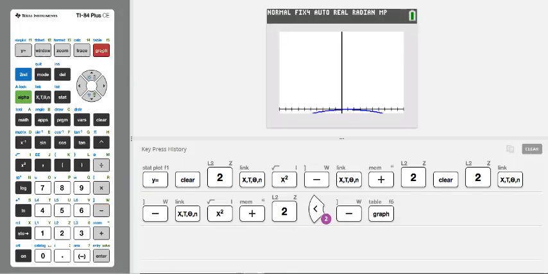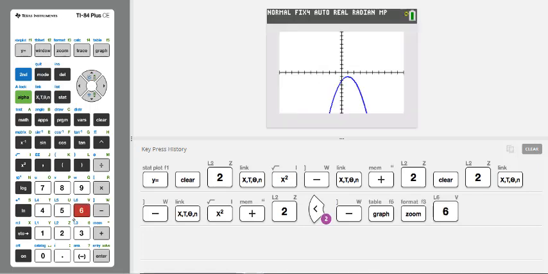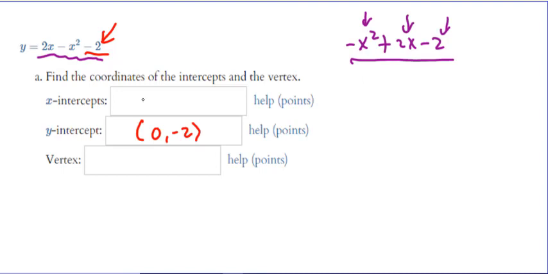Note that I need to change my limits. So zoom 6. All right, so this is fine. Well, except for this. Does it touch the x-axis? And it doesn't. So what we have to do is, for the x-intercepts, DNE. If it doesn't cross the x-axis, you can't have x-intercepts.